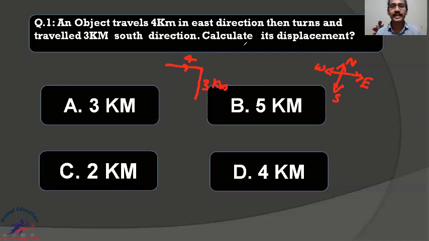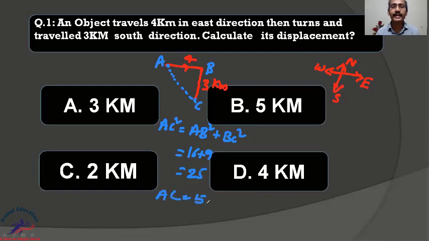Now they're asking for displacement. How do we calculate displacement now? Starting point to ending point. Got the point? Now again, the hypotenuse square is equal to side square plus side square. Say, for example, this is A, B, C. Now AC square is equal to AB square plus BC square. So AB square 16 plus BC square 9, which is 25. Therefore AC, the displacement, is 5 kilometers.